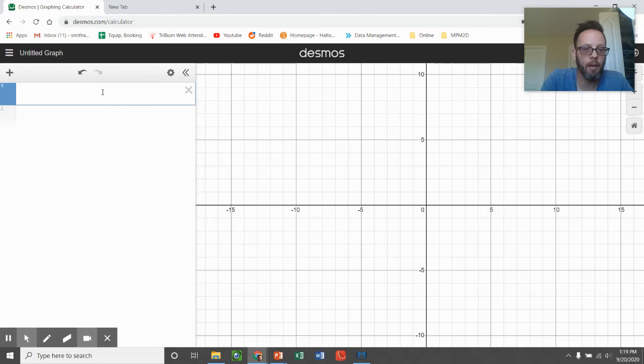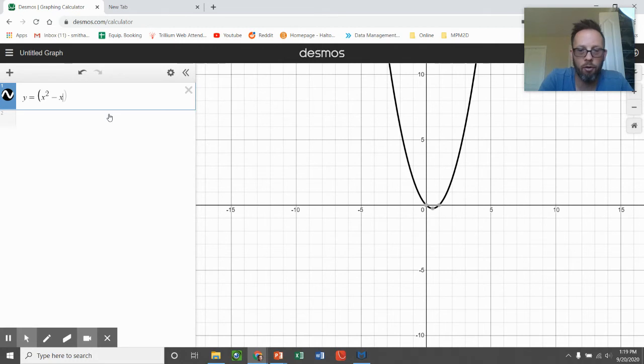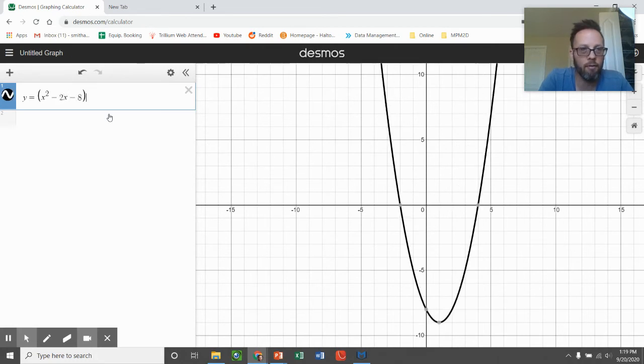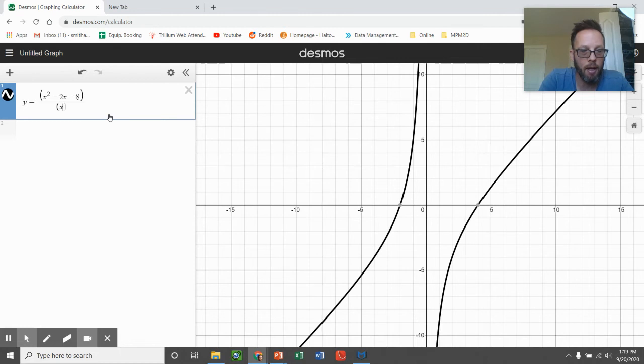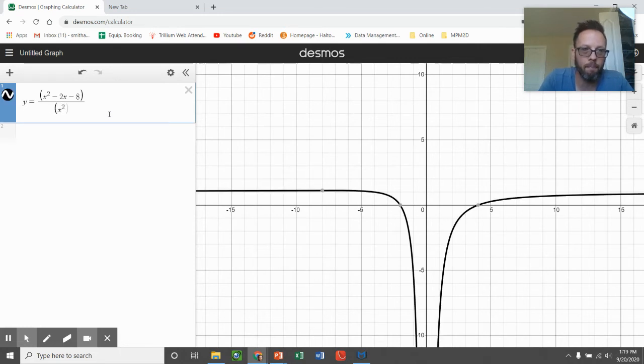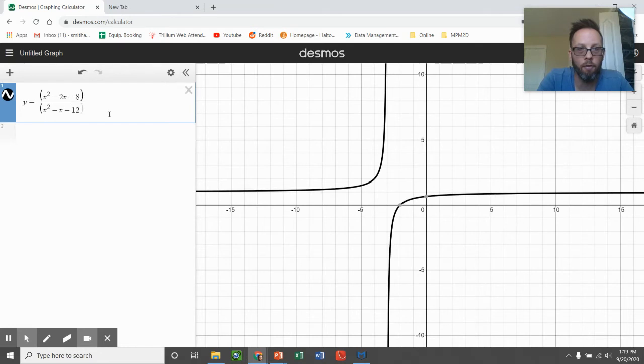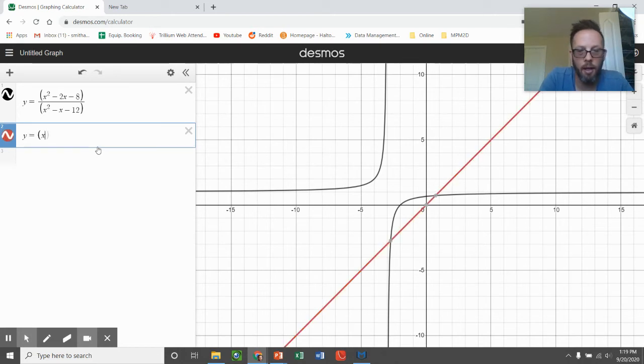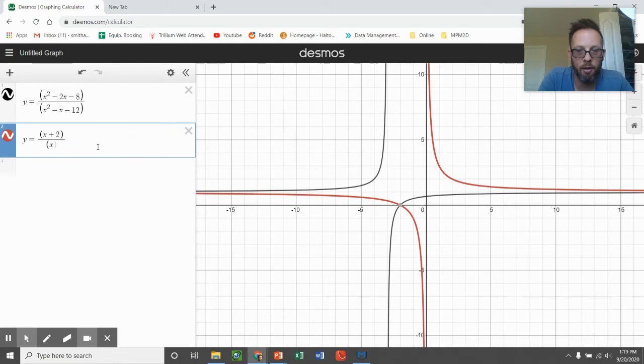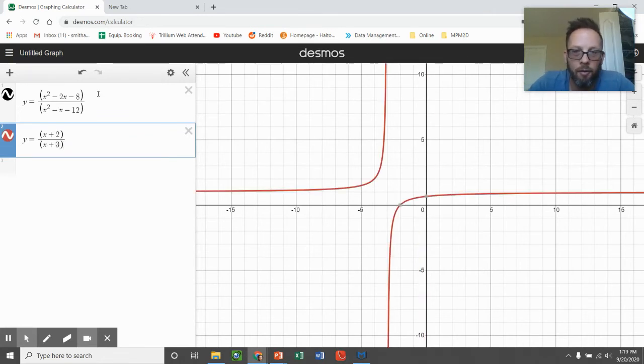Okay, so our first one, I'm going to be careful here with brackets: x squared minus 2x minus 8, and we're dividing that by x squared minus x minus 12. That's what that graph looks like. And the graph of (x + 2) divided by (x + 3), it's the same. So again, this is another indication that these graphs are algebraically equivalent.